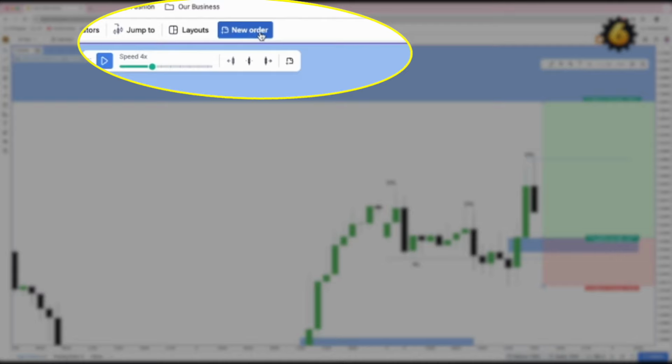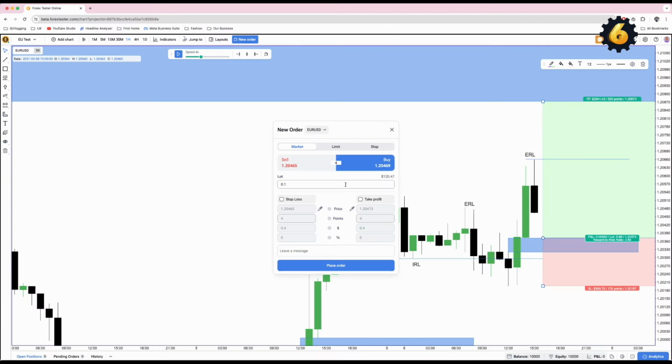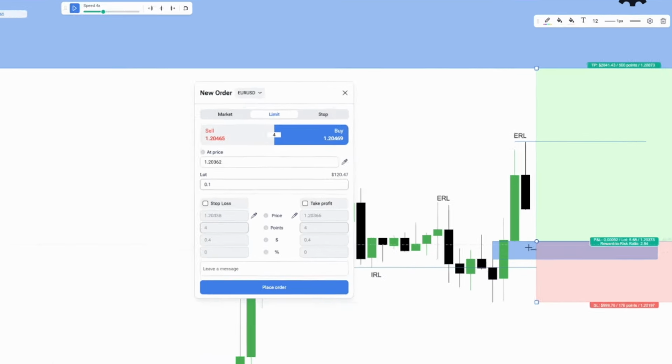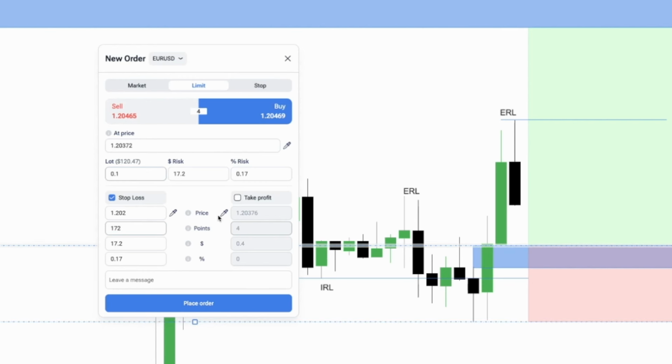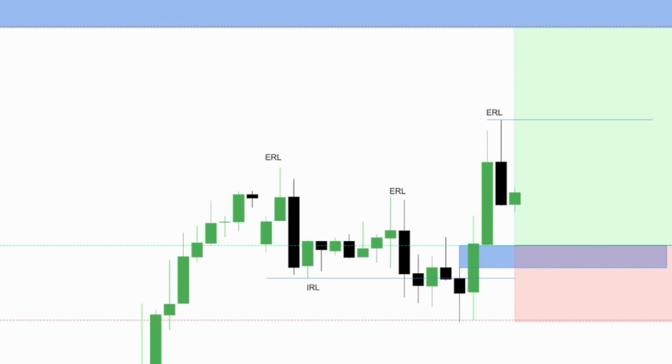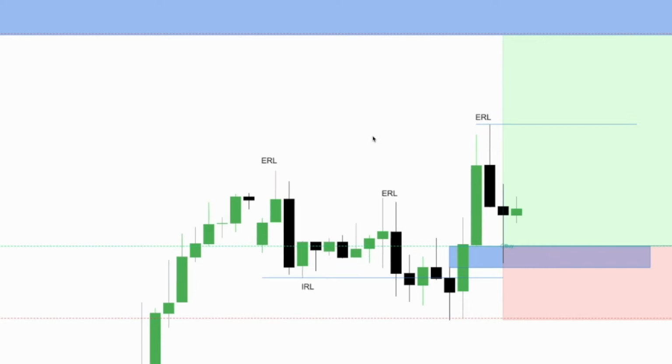So what we can do is just take a new order right over here, set a limit order, and the price is going to be here just at the high of the fair value gap. We can set a stop loss just below this low and the take profit just at this level, and we can just place a trade and see if the price can tag us in. Let's play in the simulation mode and see how it goes. As you can see, we are tagged in.